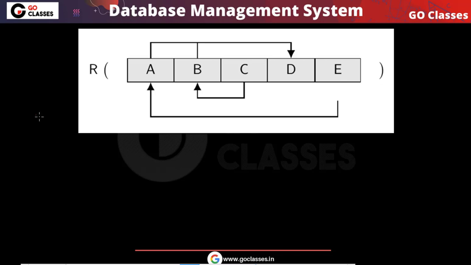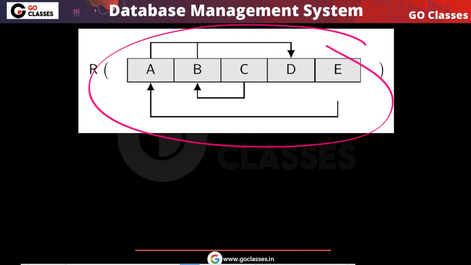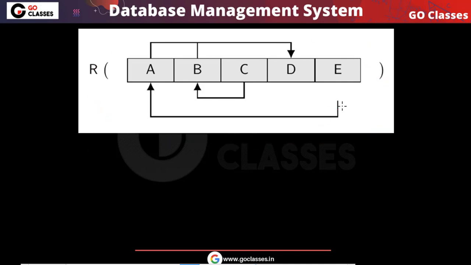Let us see another example. This is a relation that is given to you. This is another way of representing the functional dependencies, and here you can notice this means LHS and the arrow means RHS. Similarly here this means LHS and this arrow means RHS. So here I can say what the functional dependencies are.